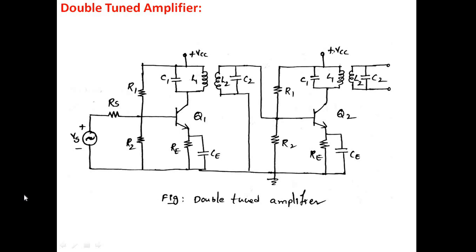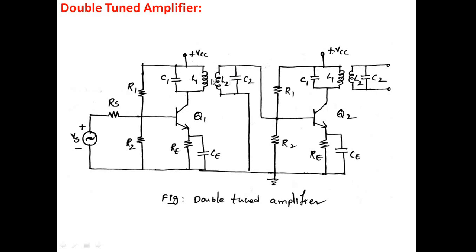First we need to understand the basic difference between single tuned and double tuned amplifiers. As the name indicates, in a single tuned amplifier we have only one tuning circuit at the collector, whereas in a double tuned amplifier we have two tuned circuits. See here, this is tuned circuit 1 and this is tuned circuit 2: L1C1 is the first tuned circuit and L2C2 is the second tuned circuit.